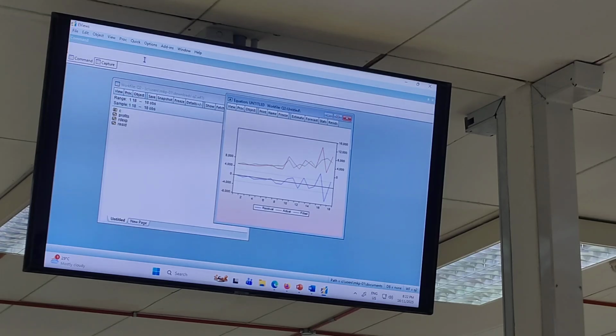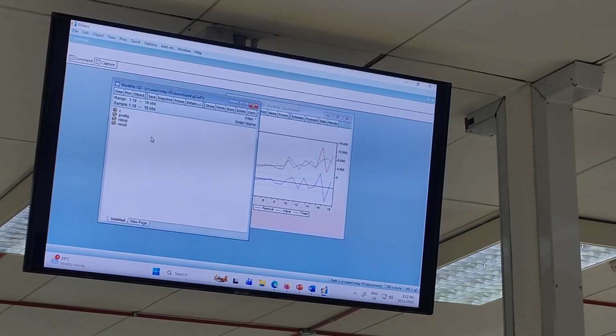So if you produce a plot, how do you detect the problem? If you have more than one variable, then you need to plot one by one. So you have the residual. If you produce a scatter plot, press Ctrl and choose profit and the residual.